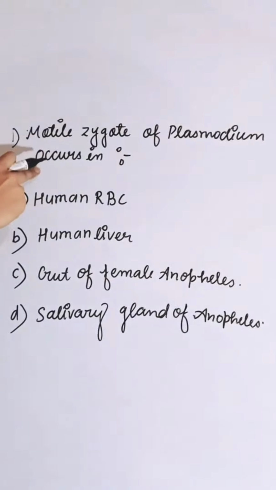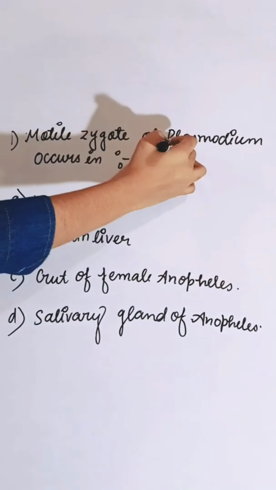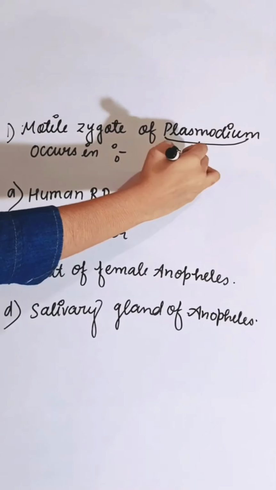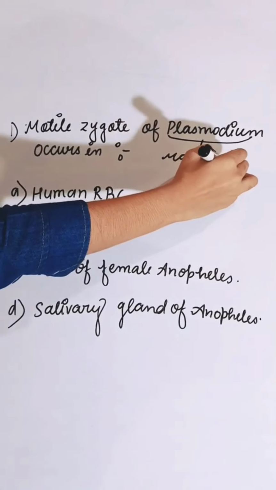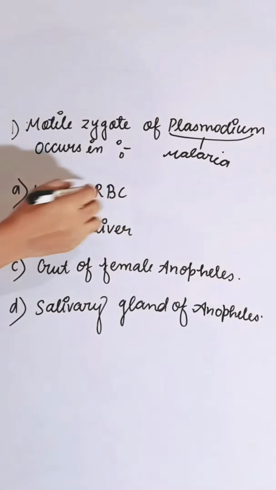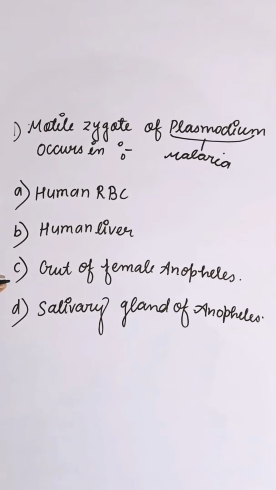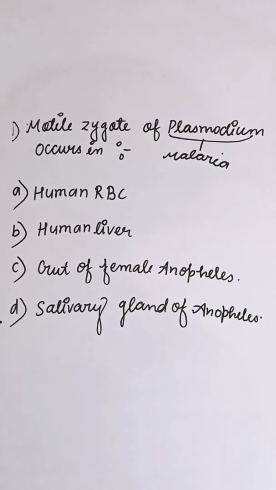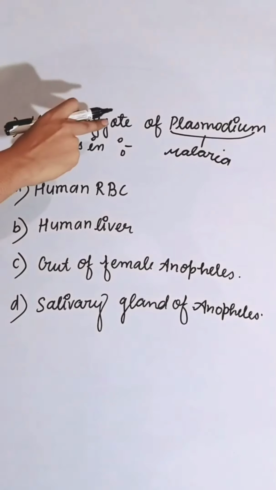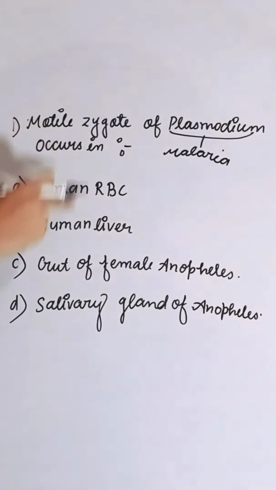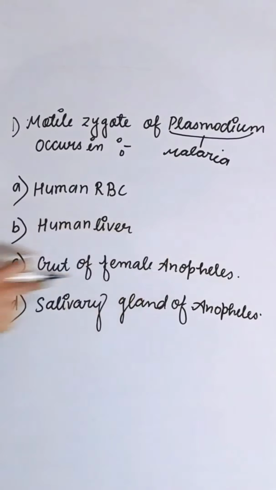Motile zygote of plasmodium occurs in. Plasmodium can cause the malaria disease. First option human RBC, second is human liver, third is gut of female anopheles and fourth is salivary gland of anopheles. Motile zygote of plasmodium occurs in the gut of female anopheles mosquito. So correct answer is C.